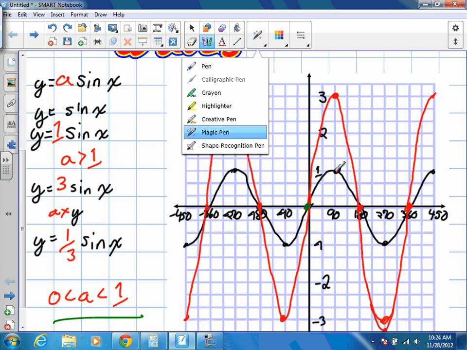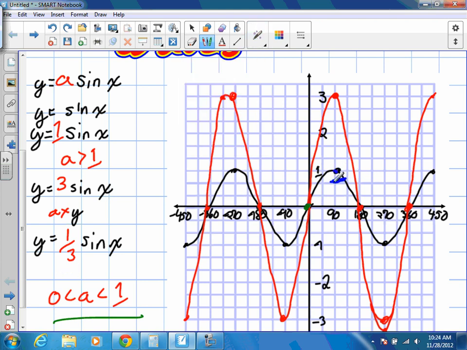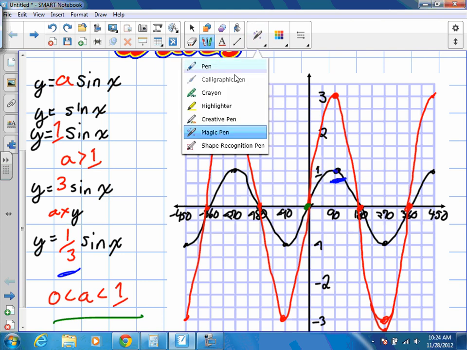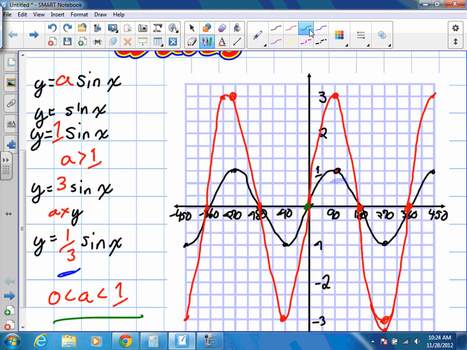Again, we started at 1. What is 1 times a third? A third, or 0.333. So it doesn't go as high as the original 1. It only goes to a third. 0 times a third is still 0. Negative 1 times a third is negative a third. 0 again, and then positive a third.